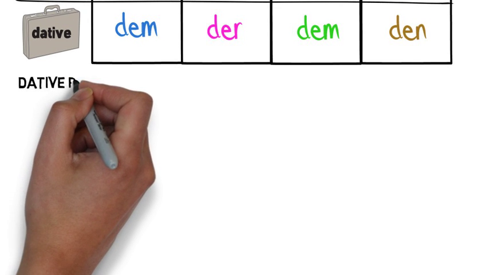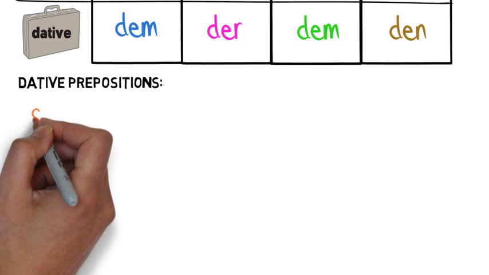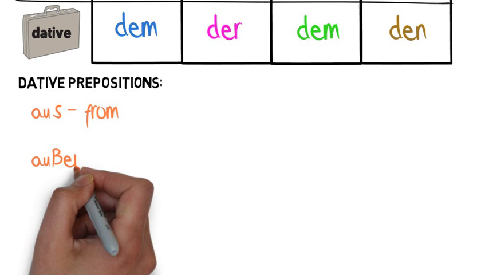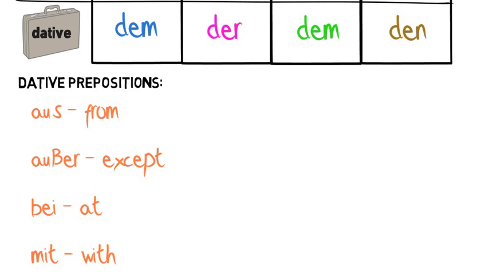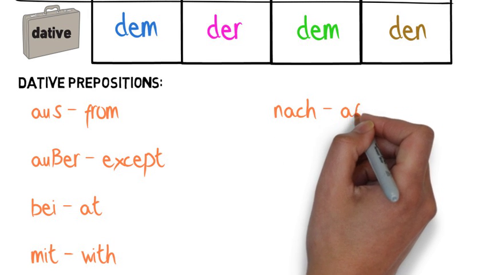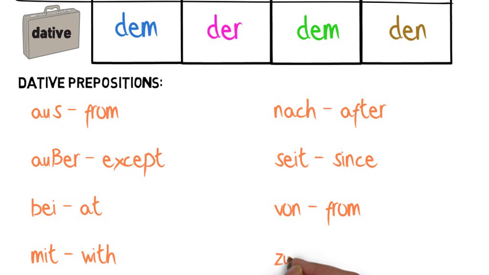There are 8 prepositions that always take the dative case. In other words, nouns used with these prepositions will be in the dative case. These prepositions are aus, außer, bei, mit, nach, seit, von, and zu. A hint to learning these is to sing them in that order to the tune of the Blue Danube Waltz. Aus, außer, bei, mit, nach, seit, von, zu, and so on.